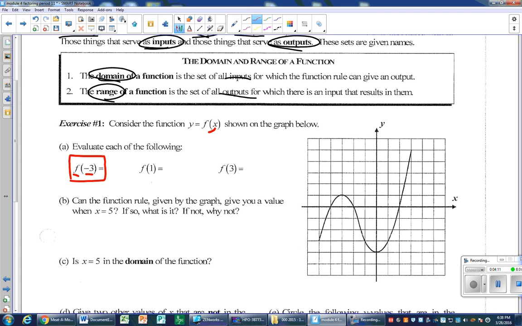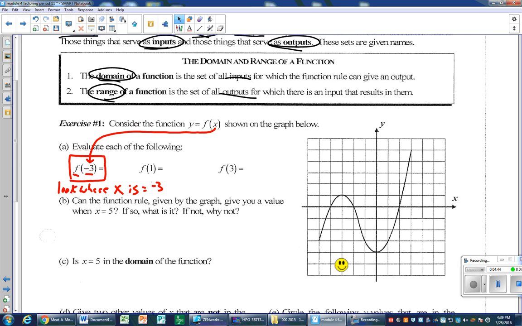Now, I want you to pay close attention to the fact that it says f of x, and instead of writing x, we wrote -3. That means look where x is equal to -3. So here's where x is -3. 0, -1, -2, -3. Well, the function isn't there.